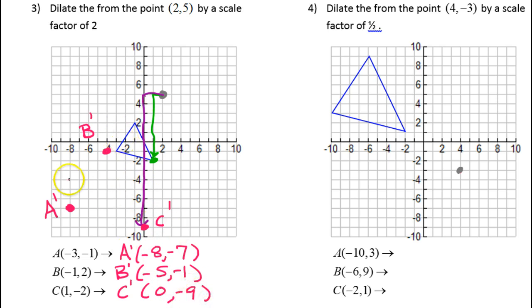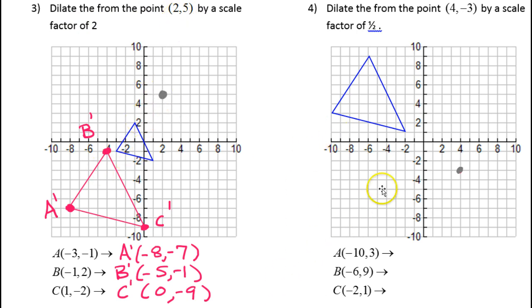Alright, that's it. I'm just going to clean this up and draw the image. Alright, and there it is. That's what the image of triangle ABC should look like after a dilation of a scale factor of 2, when 2 comma 5 is the center, as you can see right here.